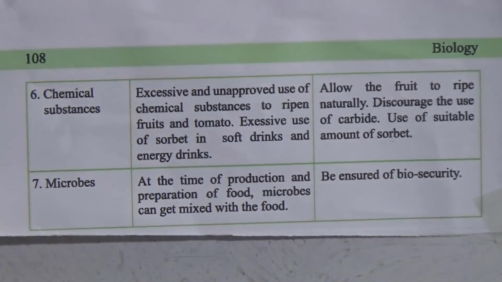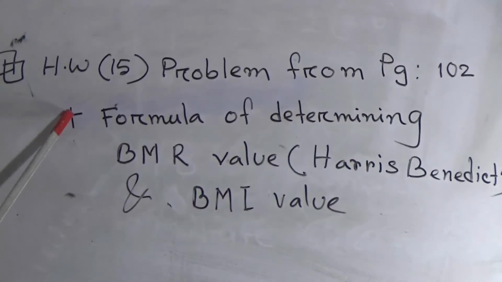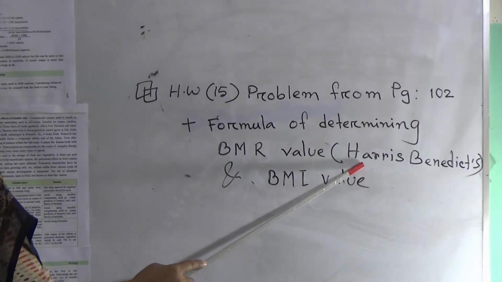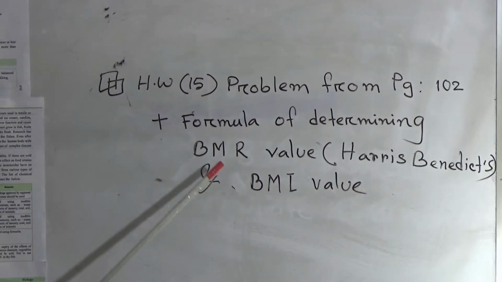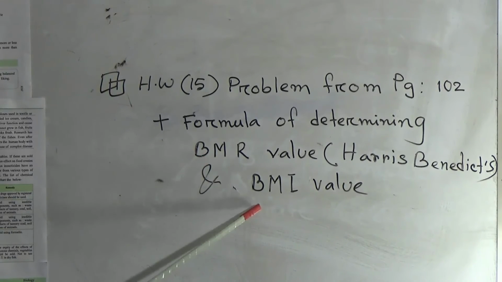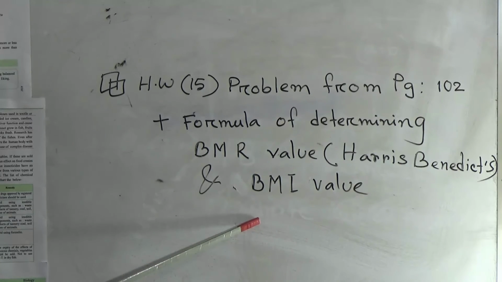Now come to the homework. This is your homework. You have to solve the problem on page number 102, and you have to write the formula for determining BMR value, which is given by Harris Benedict, and along with the BMR formula, you have to write the formula of BMI value. That means the body weight in kg divided by the body height in meter square.